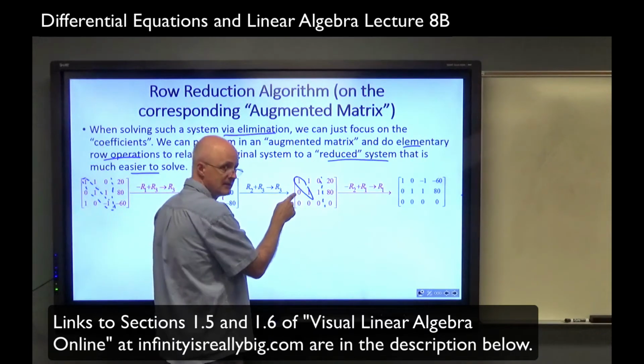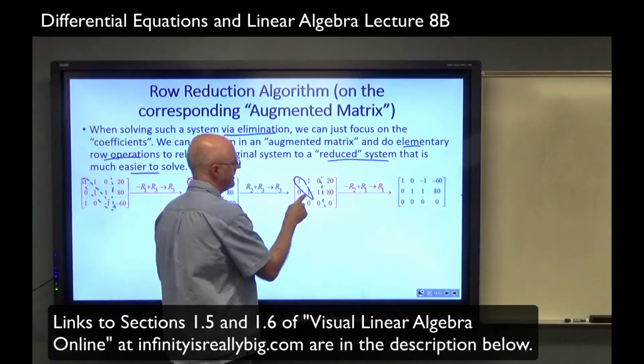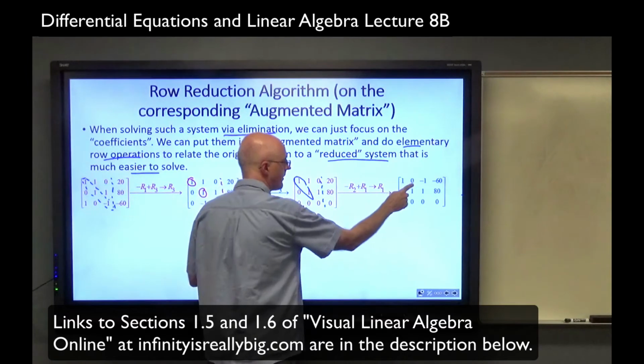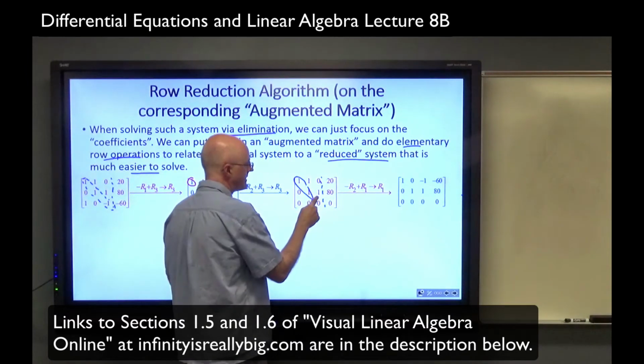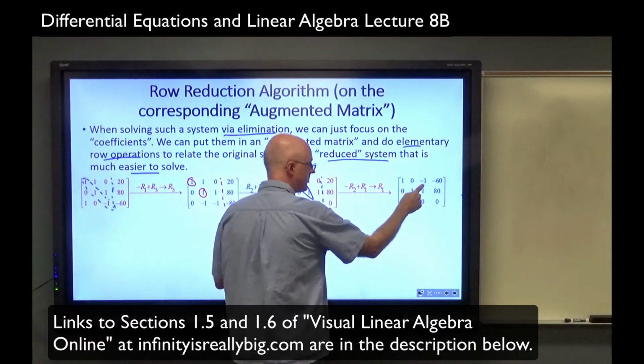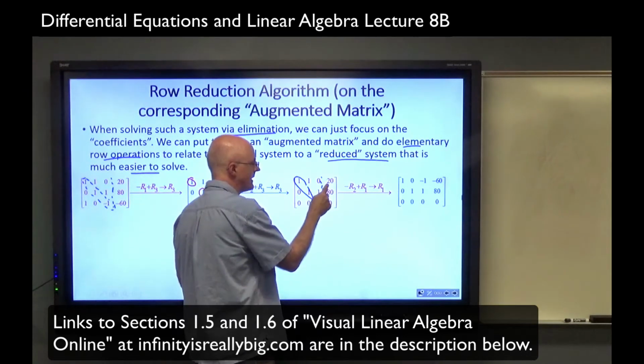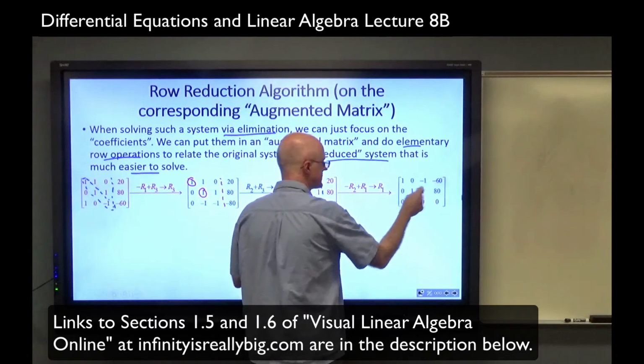Negative 1 times 0 is still 0, plus 1 is 1, so that stays a 1. 1 times negative 1 is negative 1, plus 1 is 0, so this becomes a 0. 1 times negative 1 is negative 1, plus 0 is negative 1, make that a negative 1. 80 times negative 1 is negative 80, plus 20 is negative 60, make that a negative 60.